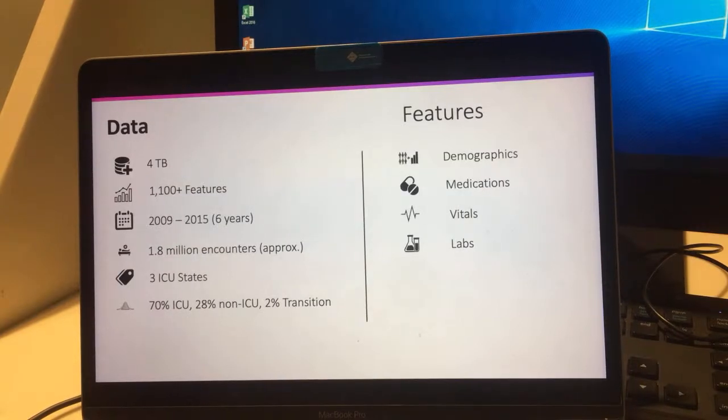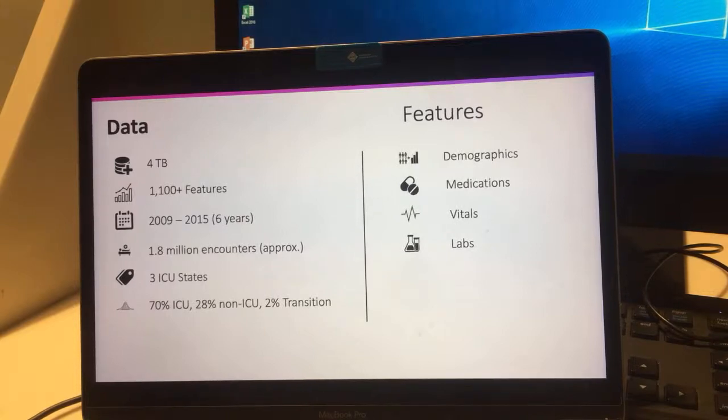So here's the data that we are using. We have demographic data, and information regarding medications, vitals, and labs. Vitals are things like respiration rate, heart rate, and so on and so forth. Labs are when you go to a hospital, they take some tests, they take out your blood, and depending on whatever condition that you have, they may do some tests. There's 4 terabytes of data, 1100 plus features, spanning 6 years. An encounter roughly corresponds to a person being admitted to a hospital, so 1.8 million encounters.